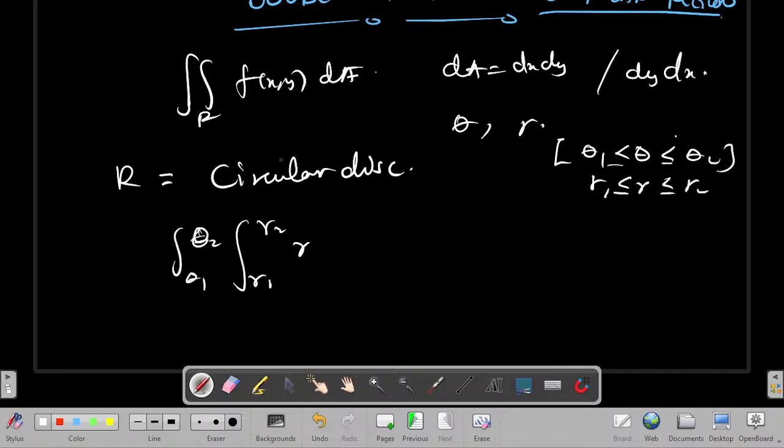So now one special thing about polar coordinates, that's integration in polar coordinates, for which I want to get some beautiful examples.